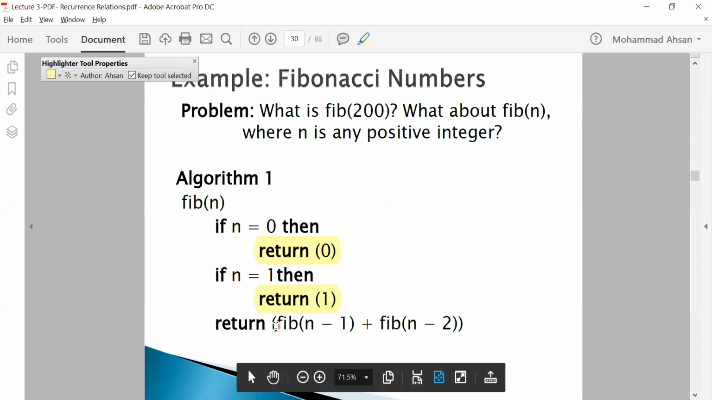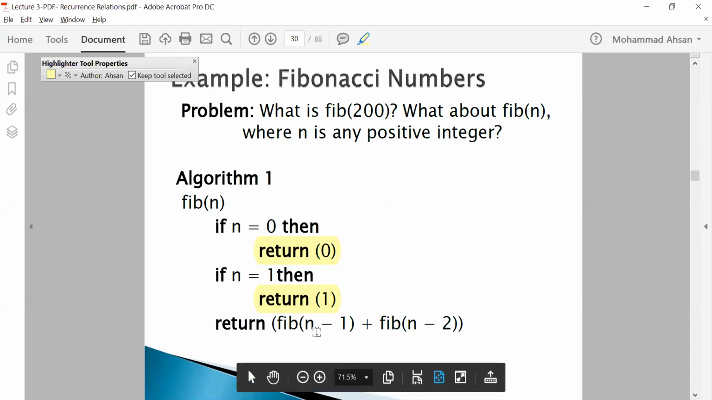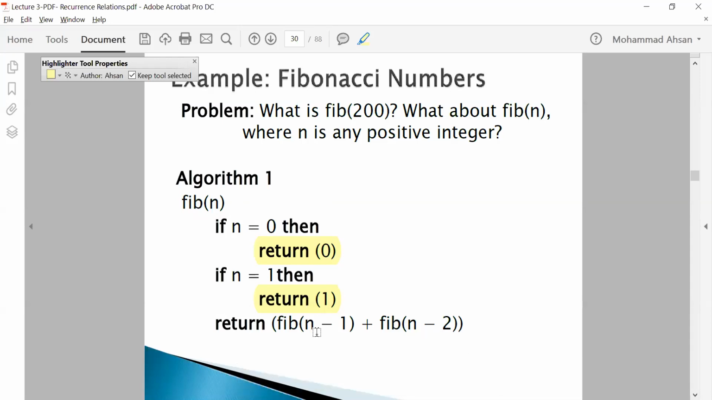And then what do you do for this? This calls two similar functions with lower values of n. So if the runtime for, let's say, fib n is T of n, what will be the runtime for fib n minus 1? It will be T of n minus 1, because our runtime is dependent on the input that we are getting.